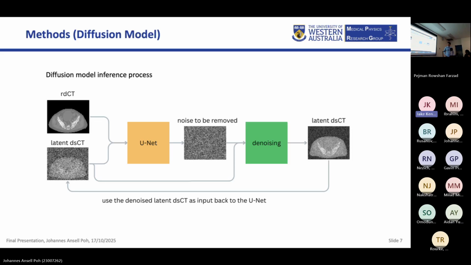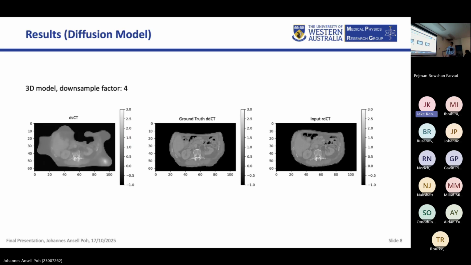Initially, I tried using a diffusion model to generate the synthetic CT images. The diffusion model works by starting with pure Gaussian noise and iteratively removing the Gaussian noise from the image until we get a noise-free synthetic CT image. The results for this diffusion model, however, are not really good.